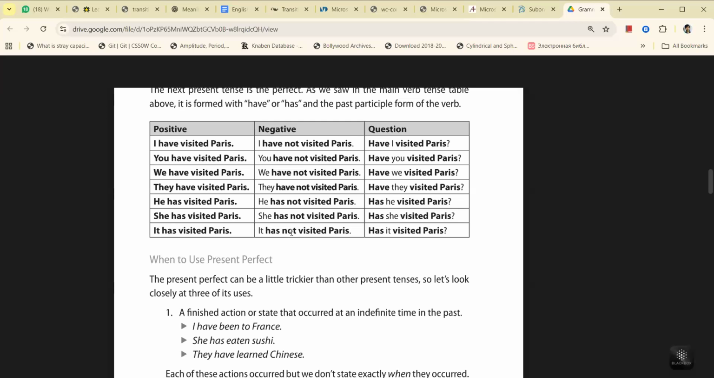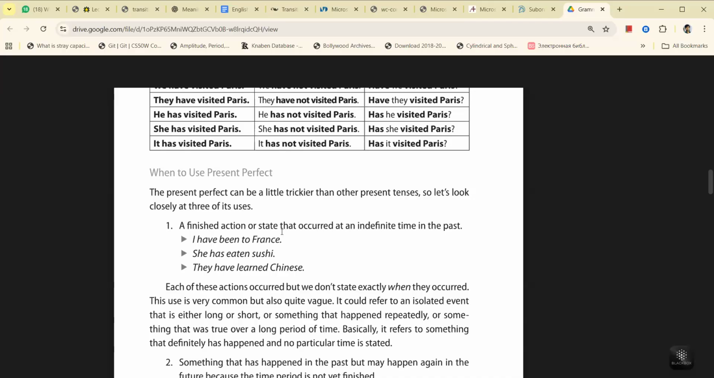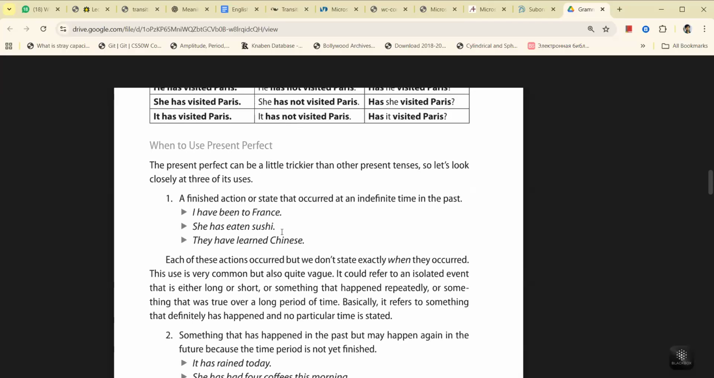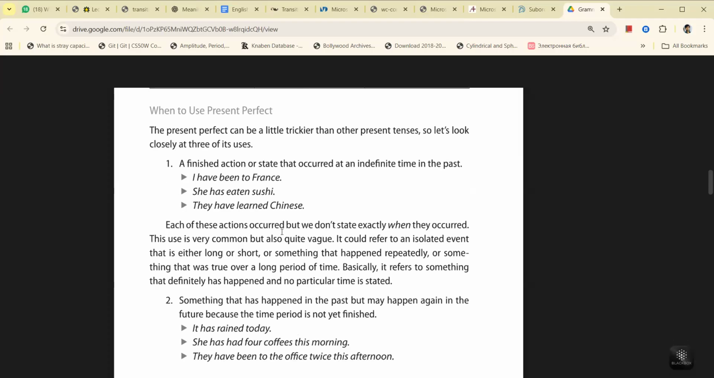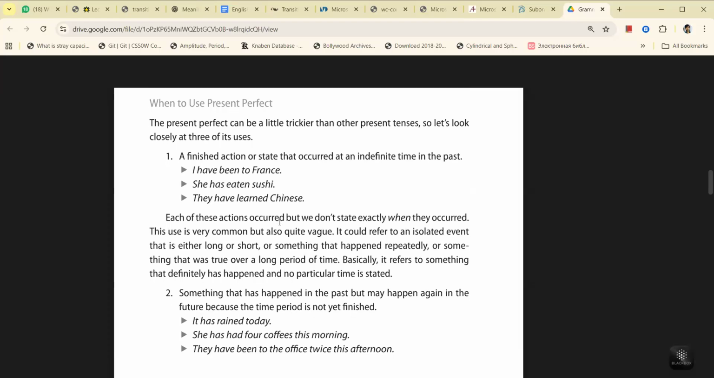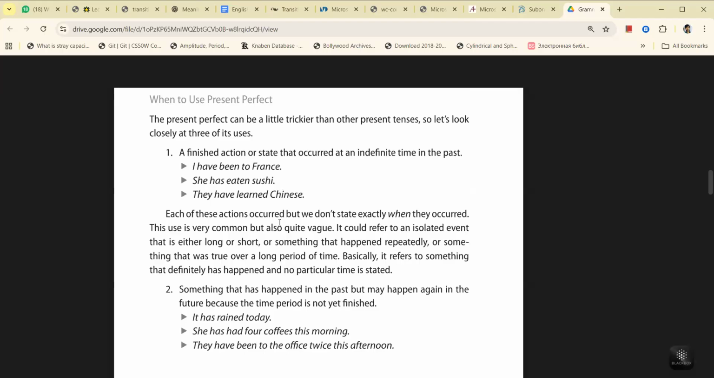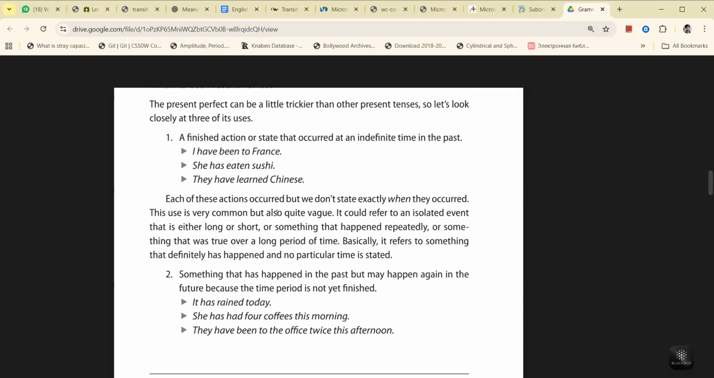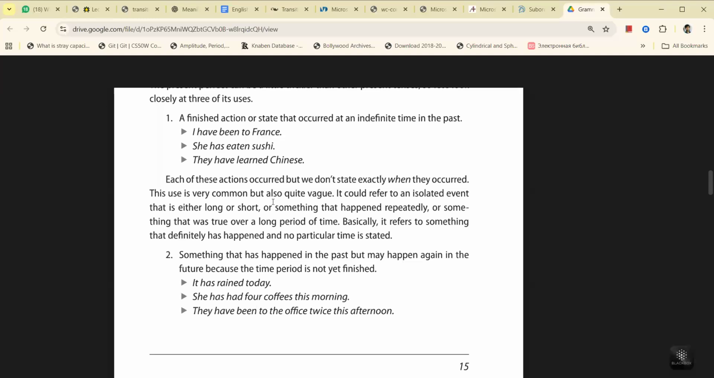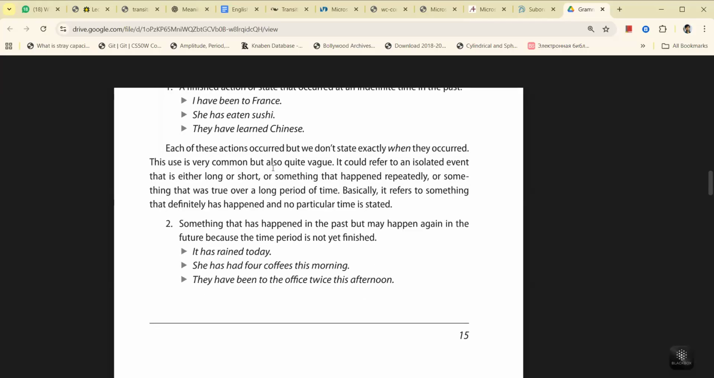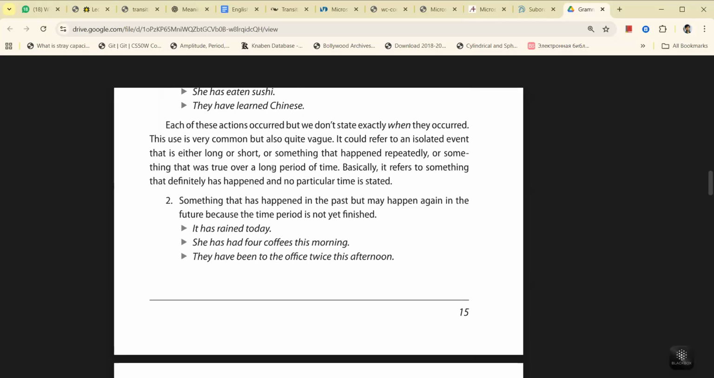When to use present perfect? Present perfect can be a little trickier than the other present tenses, so let's look closely at three uses. First, a finished action or a state that occurred at an indefinite time in the past. I have been to France. She has eaten sushi. They have learned Chinese. Each of these actions occurred, but we don't state exactly when. This is very common but also quite vague.